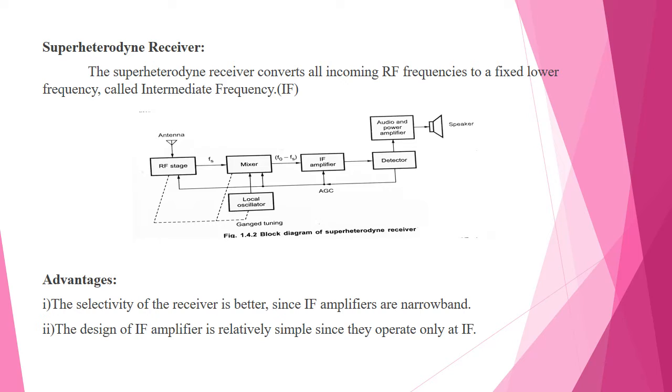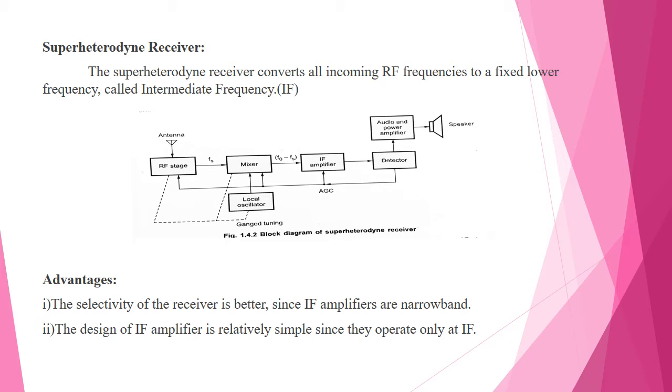Let us assume that the local oscillator frequency is F0 and the signal frequency is Fs. So the signal frequency Fs and local oscillator frequency F0 are mixed in the mixer, and that will provide the frequency difference F0 minus Fs at the output of the mixer. This difference F0 minus Fs is called the intermediate frequency. So it is applied to the IF amplifier with the same modulation as the incoming signal.